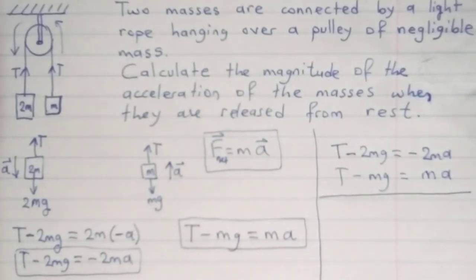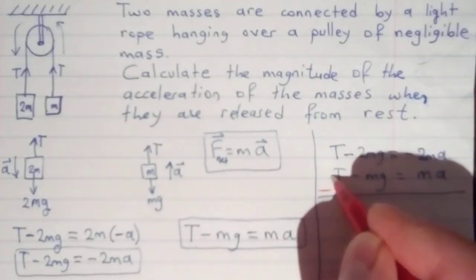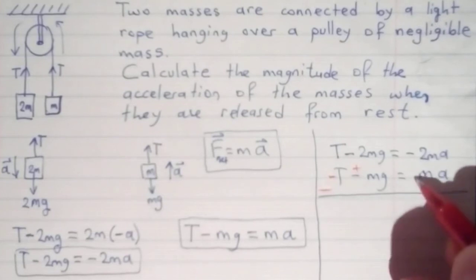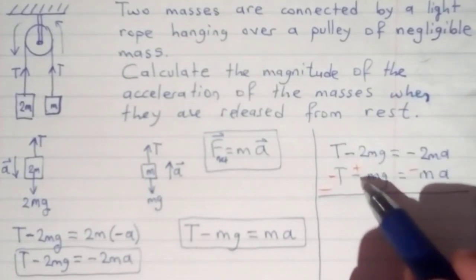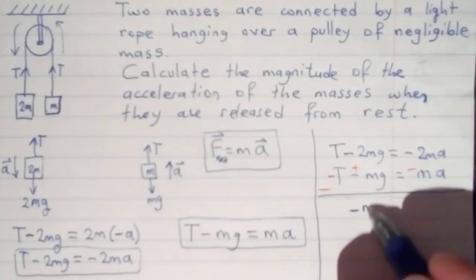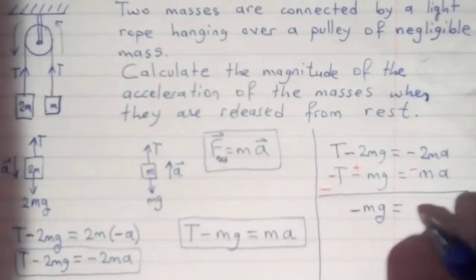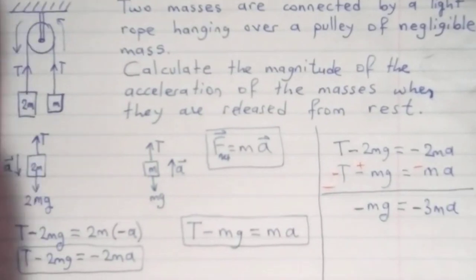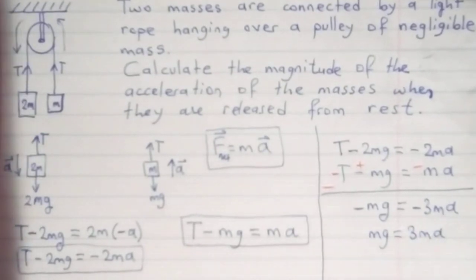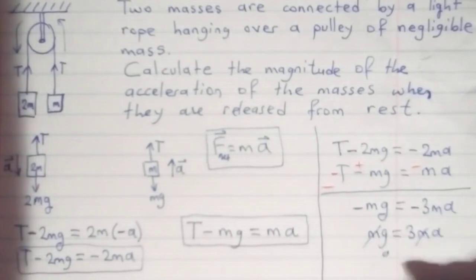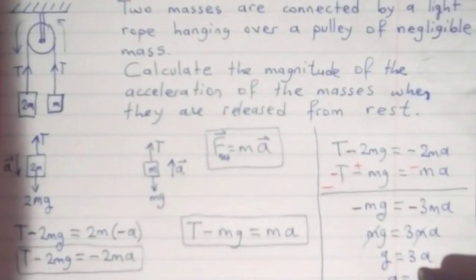Okay. We subtract one from another, so when we subtract, T minus T is zero, negative 2mg plus mg is negative mg, and on the right, negative 2ma minus ma is negative 3ma. So that means mg equals 3ma. We can simplify this and write g equals 3a. So the acceleration here is g over 3.